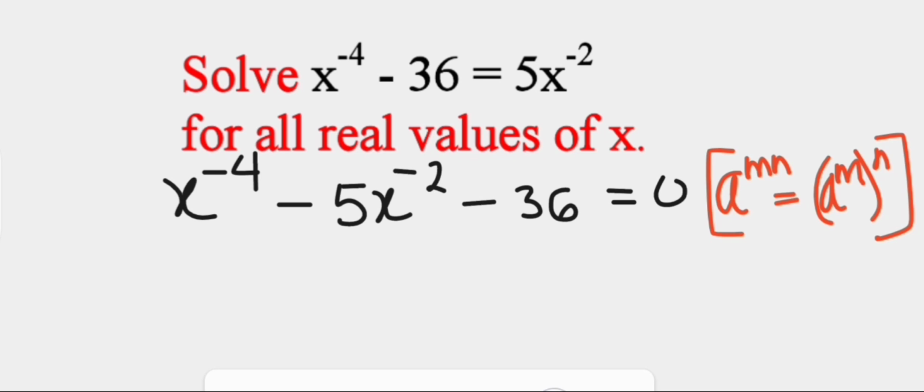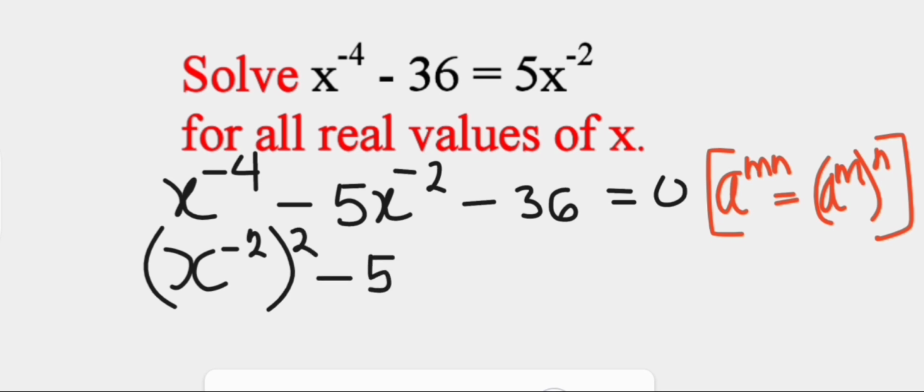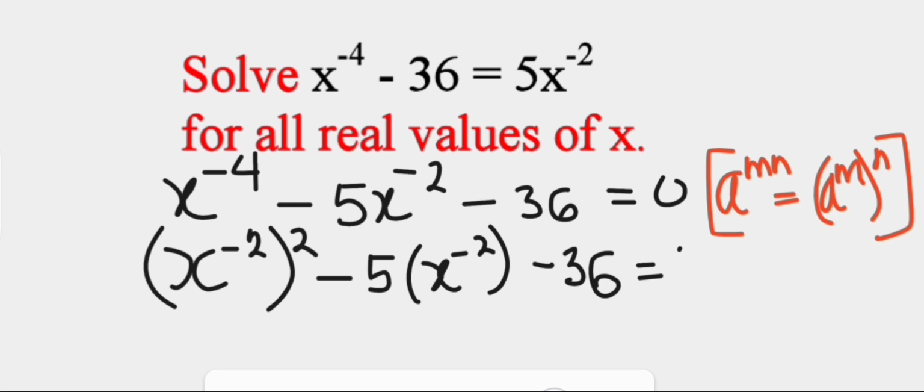So the first term becomes x raised to power minus 2 squared or raised to power 2. The second term is minus 5 raised to power x minus 2, and 36 is a constant, so it remains the same, equals 0.